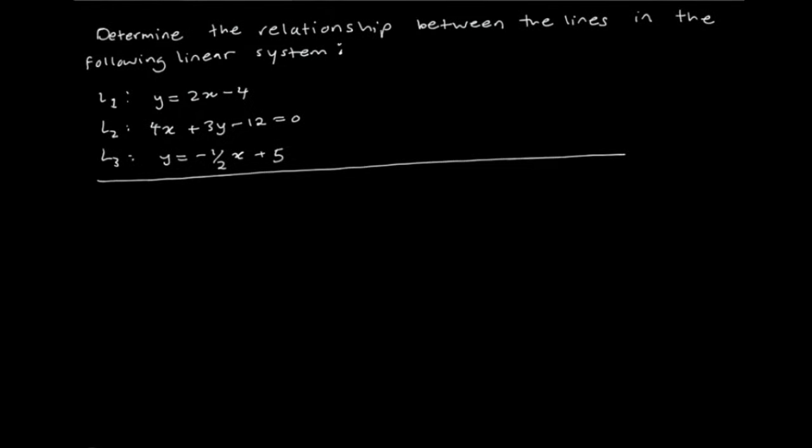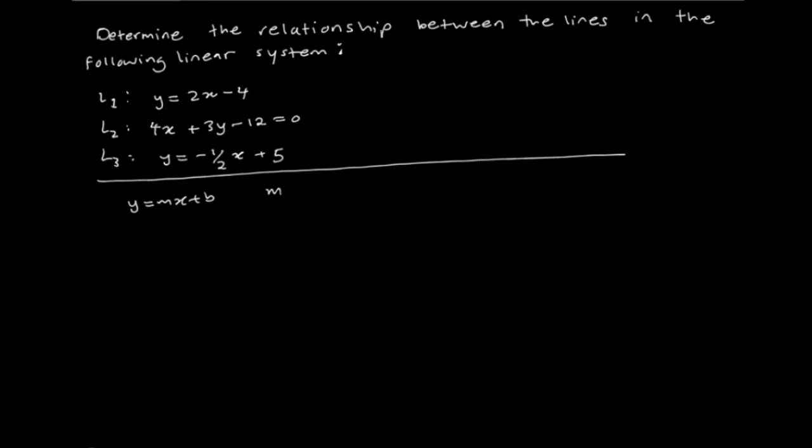All right, let's determine the relationship between the lines in the following linear system. And if we're trying to find the relationship of lines in a system, we should first be analyzing the slope. So I'm going to look at the slope of all the lines. We can notice here that line 1 and line 3 are in slope-intercept form, also known as y equals mx plus b form, right? And m here is the slope, right?